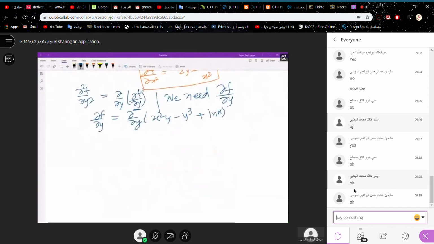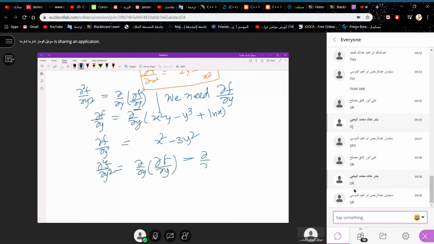And what is the derivative with respect to y? This is x square minus 3y square. This is your del f upon del y. So del 2 f upon del y2 equal to del upon del y, del f upon del y. So we can write it as del upon del y, x square minus 3y square. So we can write it as minus 6y. This is the value of del 2 f upon del y2.